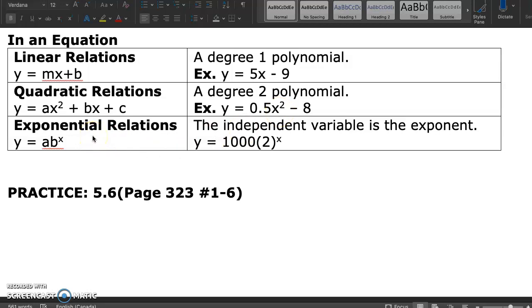Exponential relations are of the form y is equal to ab to the power x. Notice that the exponent is the variable. If we have an actual exponential relation with numbers substituted in, in this case the initial value is 1000 and the base is 2. Notice that the exponent is a variable, and that's the characteristic that makes it an exponential relation.